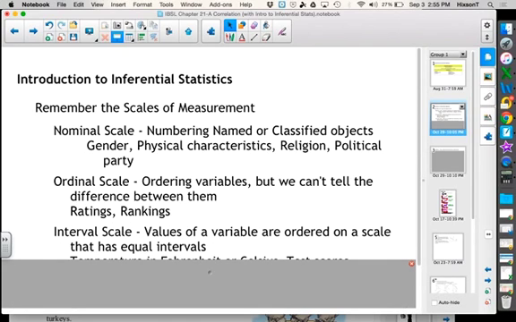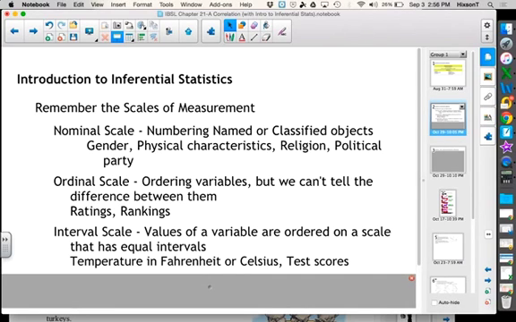You said interval as well. Values of a variable ordered on a scale that has equal intervals. Now, the difference between a 4 and a 5 is the same as the difference between a 5 and a 6, and a 6 and a 7, and so on. We had mentioned temperature. Test scores are this way as well. When you get a 92% on a test or an 85% on a test, the difference between an 85 and an 86 is the same as the difference between a 92 and a 93.